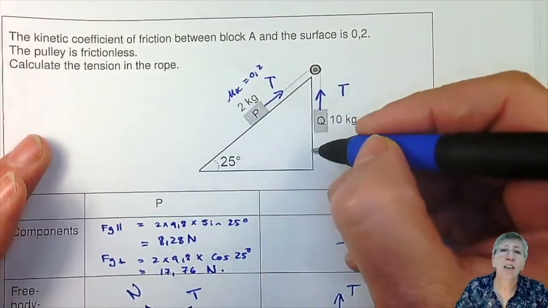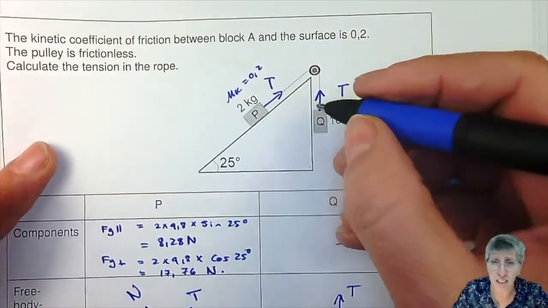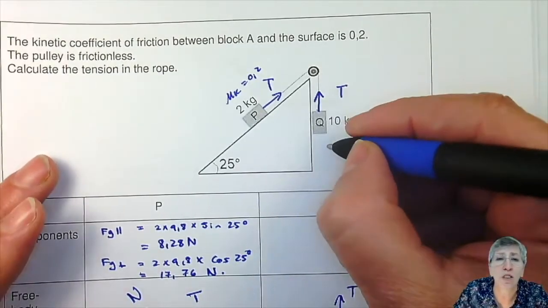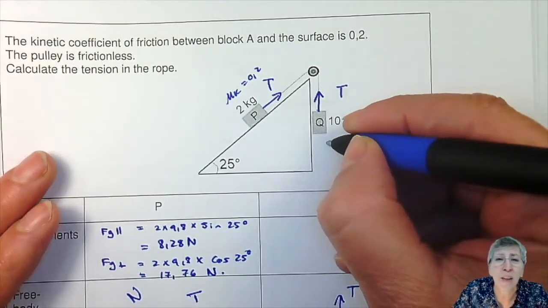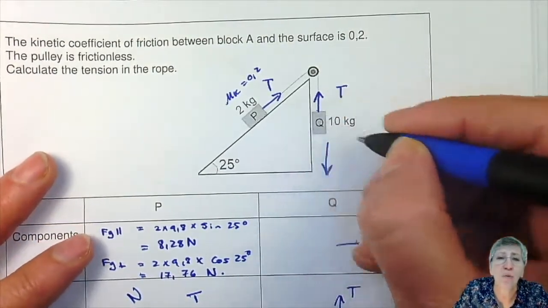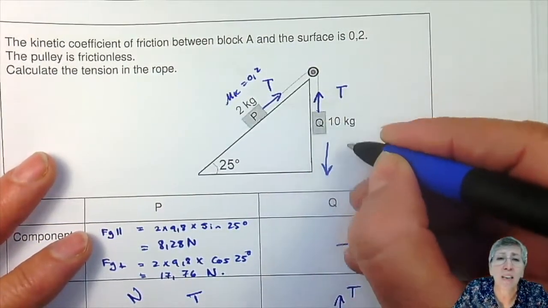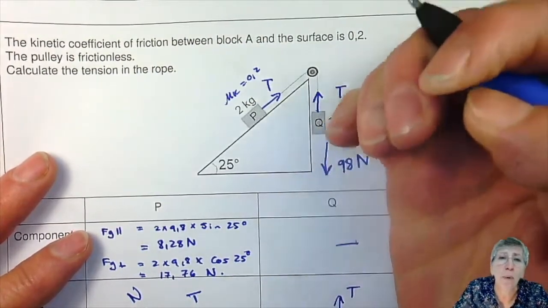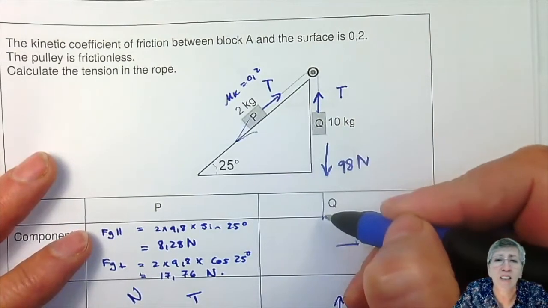So let's just look at it. We can ignore friction at this stage because friction can't make something move. It's always opposing movement. So here what's pulling it down is actually the gravitational force on this one, and that will be 10 times 9.8. So you have 98 newtons pulling this whole system in this direction.